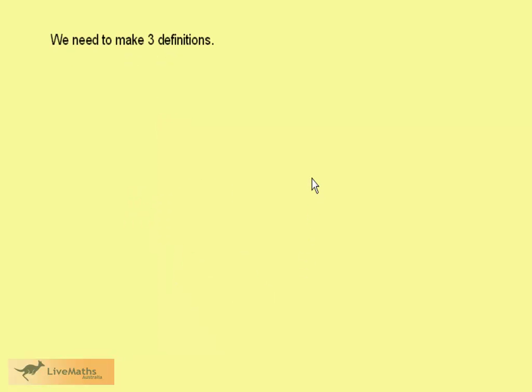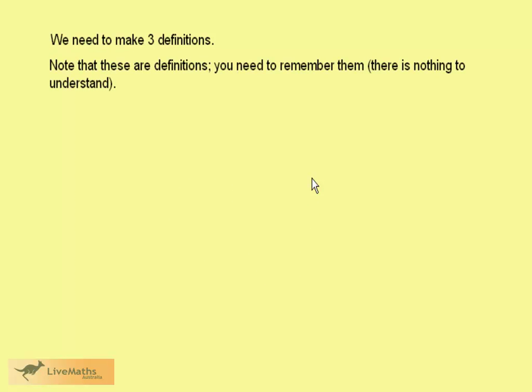We need to make 3 definitions. Note that these are definitions. You need to remember them, and there is nothing here to understand. Every time I teach this topic, there's always some pupil who says, "I don't get it." In a sense, there is nothing here to get. We're about to make definitions. There's nothing more to understand here than to understand that your foot is called your foot.